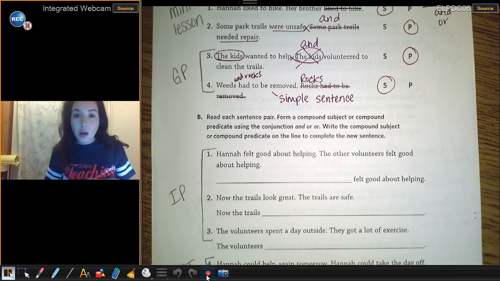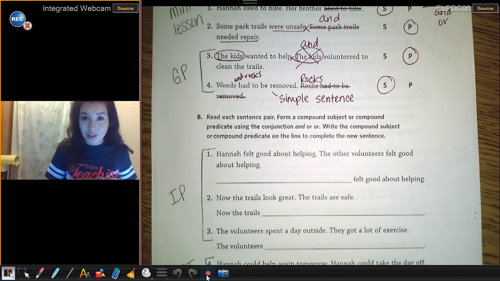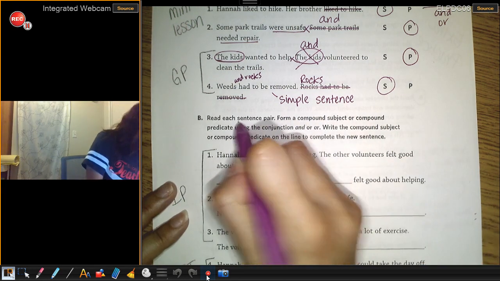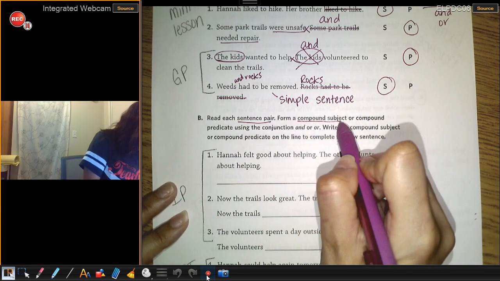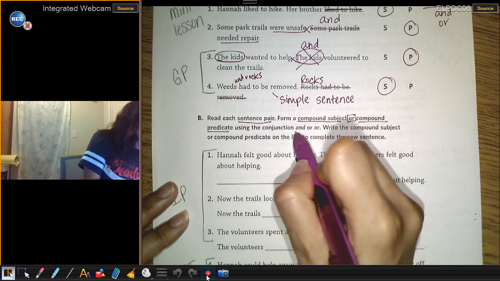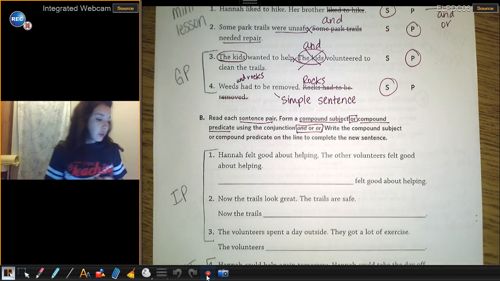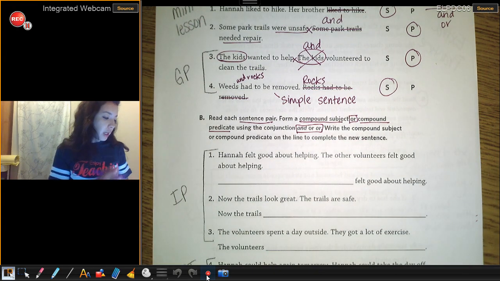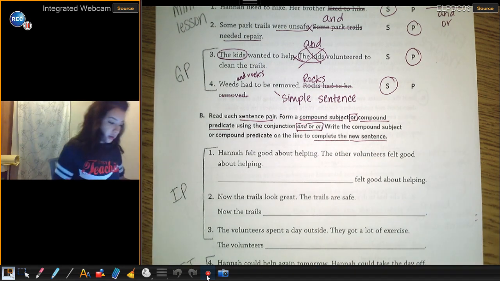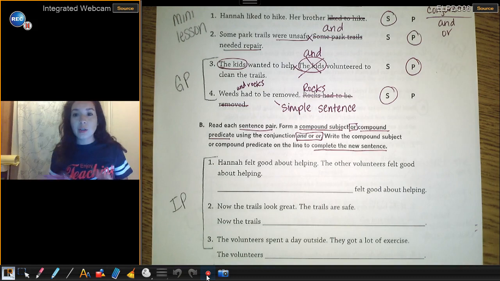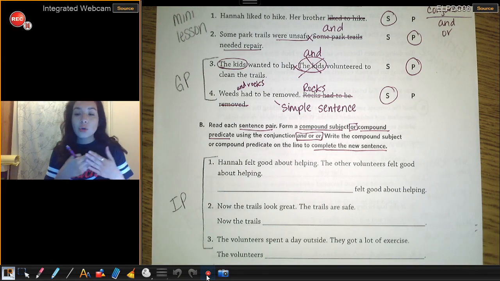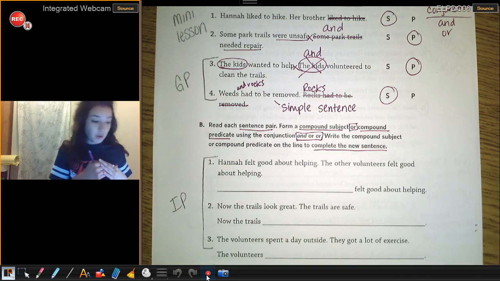All right. So your exit ticket is very short today. We're working on compound subjects or compound predicates. Here you're going to read each sentence pair. You're going to form a compound subject or a compound predicate using these conjunctions. You're going to write the compound subject or compound predicate on the line to complete the new sentence. So you're going to do what we did on the top, except now you're writing it out kind of like I did here, like I added, right? You're going to remove the repeated information.